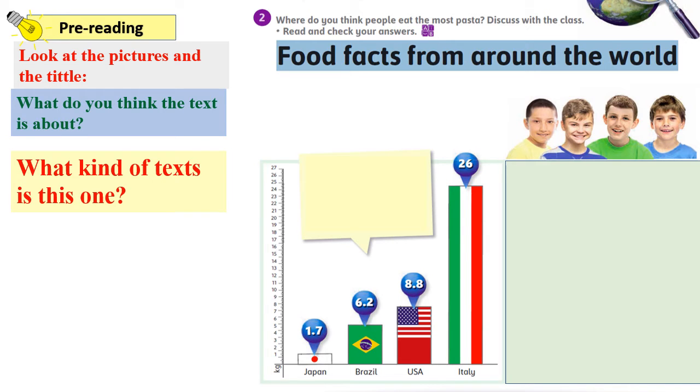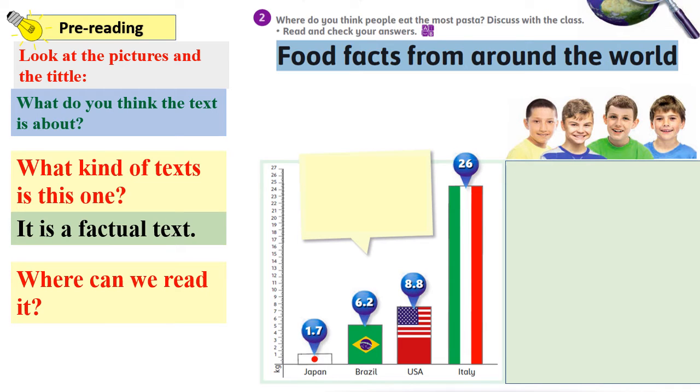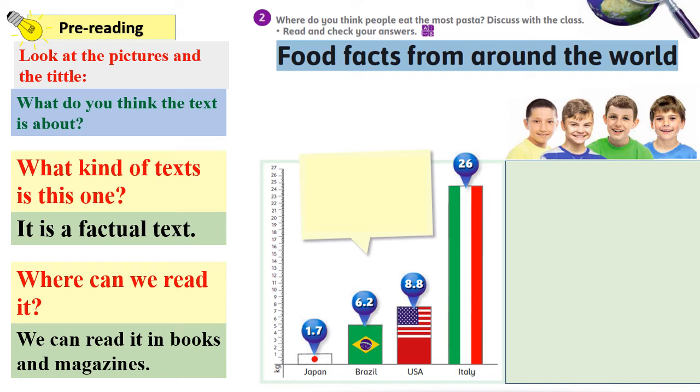What kind? It's scientific. Okay, it's about science. It's a factual text. Factual text, نص حقائق. It talks about facts, يتحدث عن الحقائق. Okay. Where can you read it? Where can you read this text? You can read it in books or magazines.